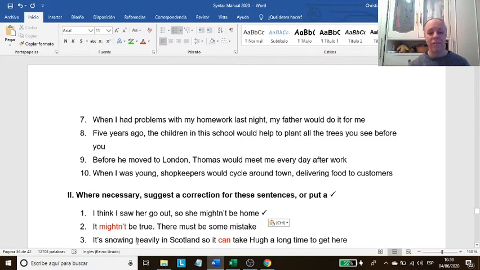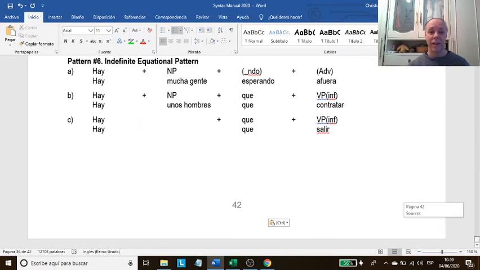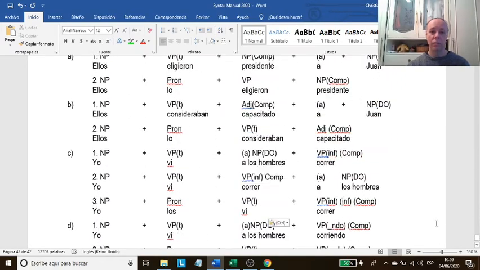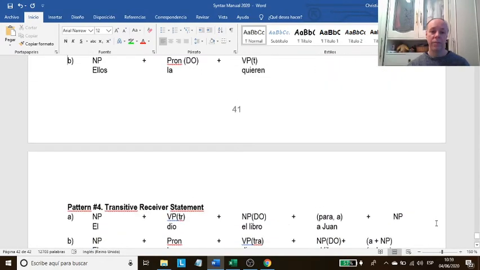And number 3, it's snowing heavily in Scotland, so it can take you a long time to get there. Okay, that will be the corrected versions. These 3 are corrected versions. Okay, I'm not supposed to show you all the answers. Okay, and then you have just the practice quiz for the quiz, right?